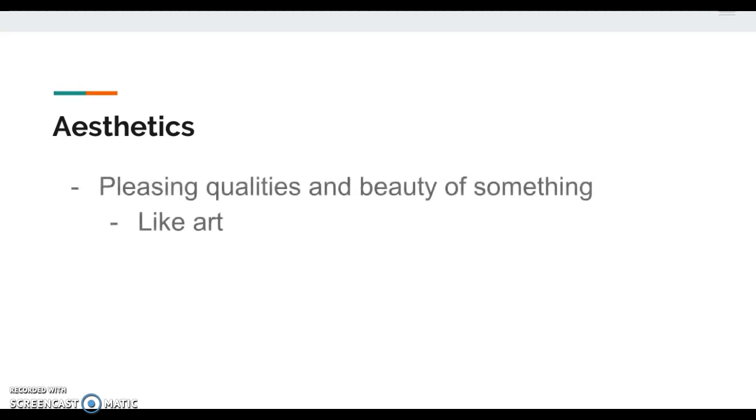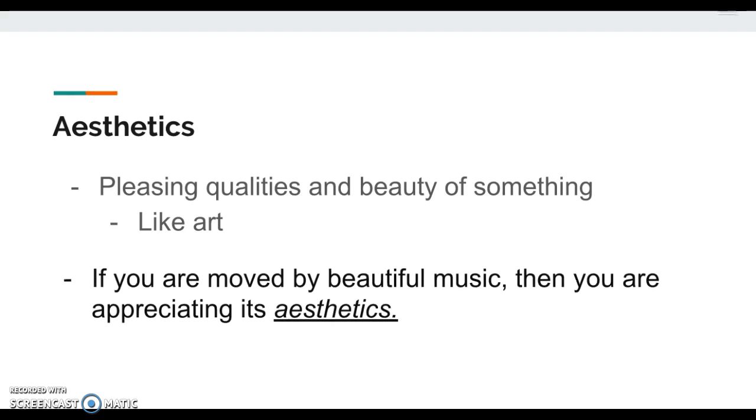Our first one is aesthetics. What this word means, aesthetics, it means pleasing qualities and beauty of something. So this is like art or music or poetry. This is something that is pleasing and it is you appreciating the beauty of something. So using aesthetics in a sentence, if you are moved by beautiful music, then you are appreciating its aesthetics.